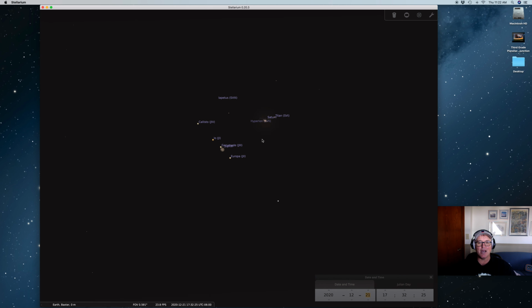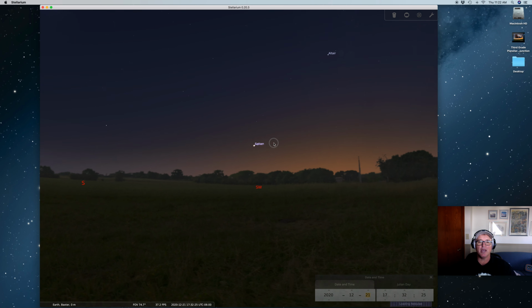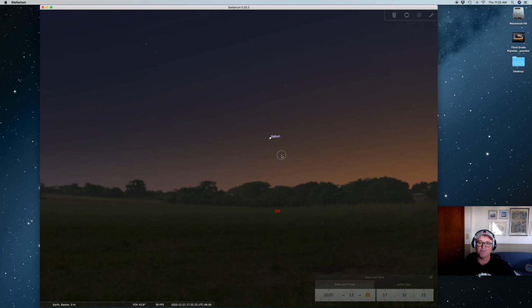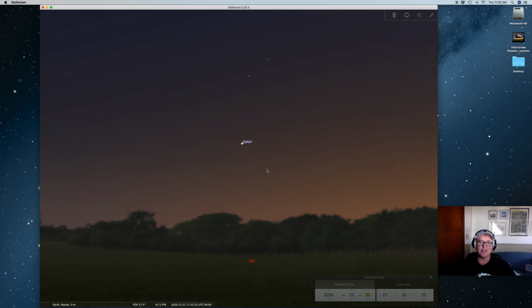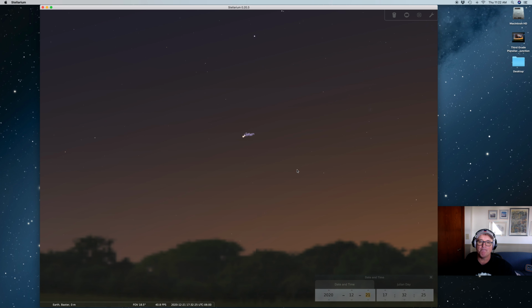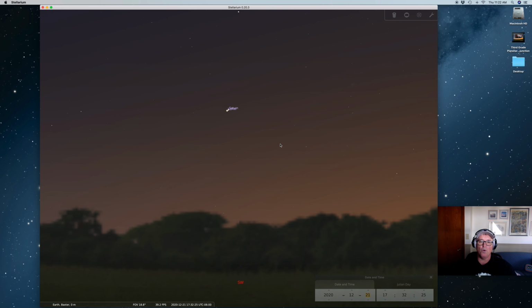Let me go back out to what you would see just from the ground and see that separation there a little bit. Okay, now, why does this happen? How is it that Jupiter and Saturn become so close in our sky?